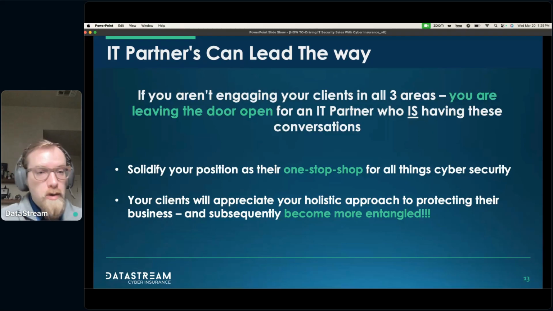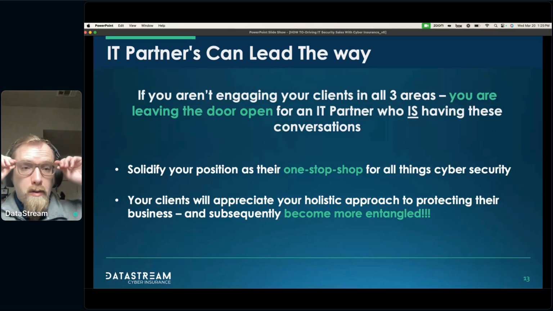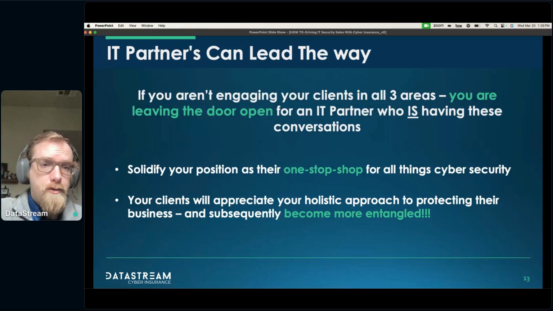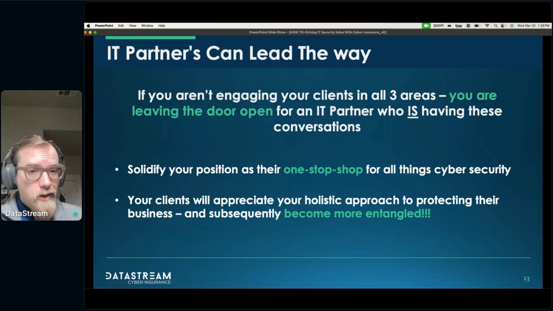And honestly, by doing this, it makes you stickier, right? In the long term, obviously it makes you stand out from those partners that maybe aren't thinking about things like cyber insurance and thinking about their cybersecurity holistically, but it also protects you from your customers potentially sneaking away to other MSPs who might be doing those things well, right? So making yourself stickier, making yourself the one-stop shop.